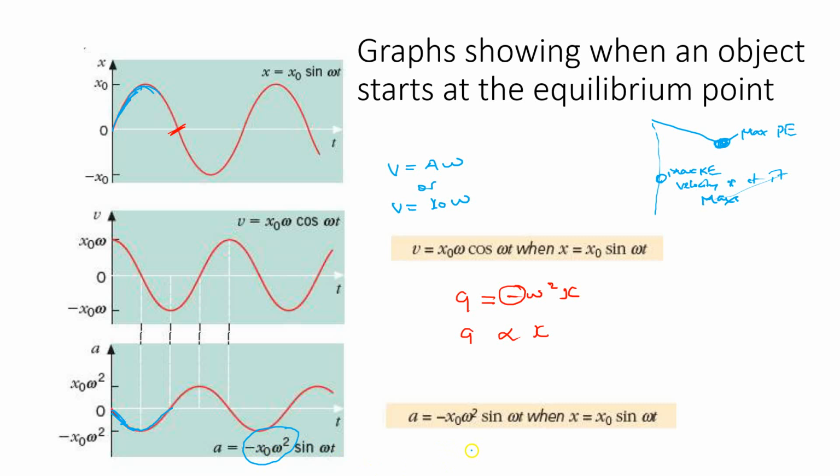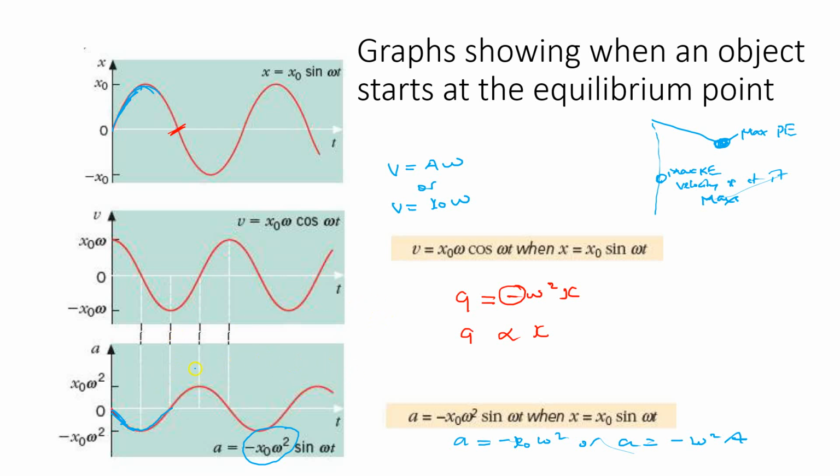So that is just what it is saying here, that at the amplitude, the acceleration is equal to negative x naught times omega squared, or you see them saying that a is equal to negative omega squared times A, where A just speaks to the amplitude. So that's what we are seeing here.